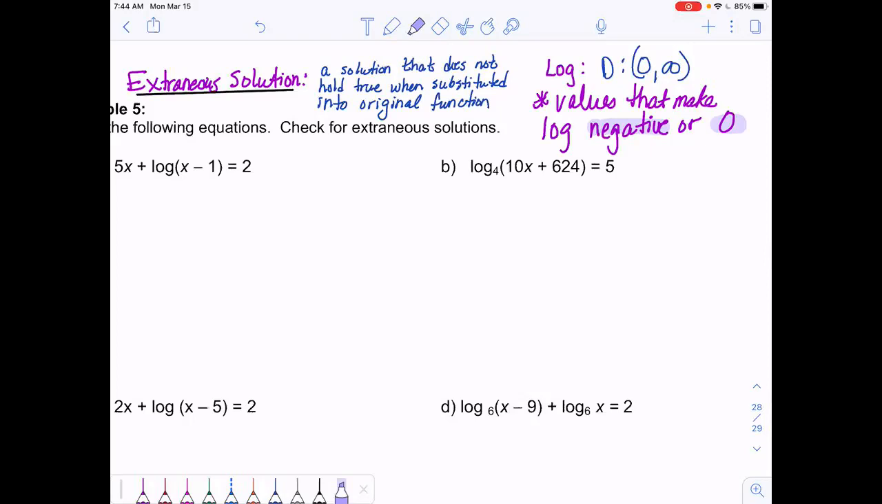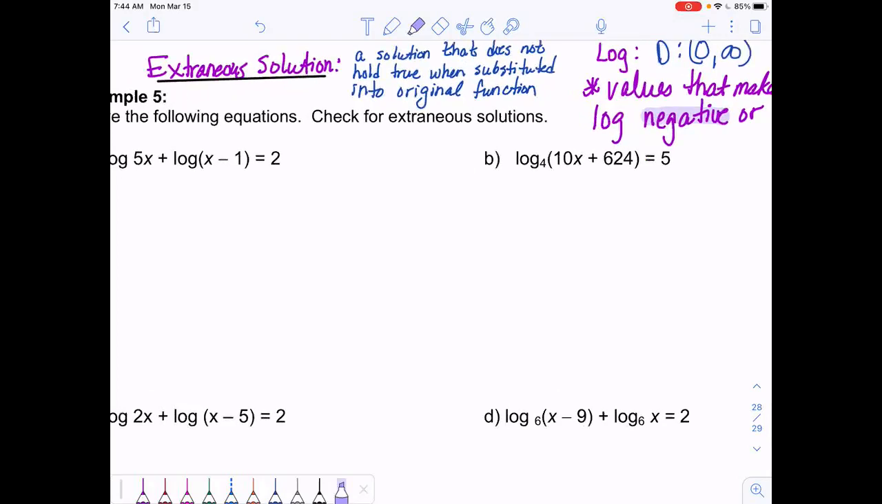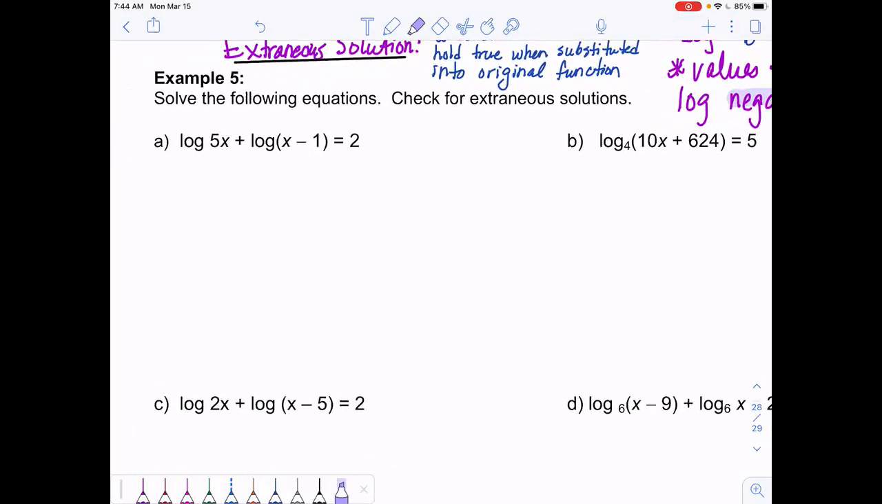and it's not 0. So looking at the first example here, this equation: the log of 5x plus the log of x minus 1 equals 2. Thinking about the properties that we have discussed in the last few sections, what do you think you would do first to try and solve this equation? Condense. Yeah, that's a good word too.